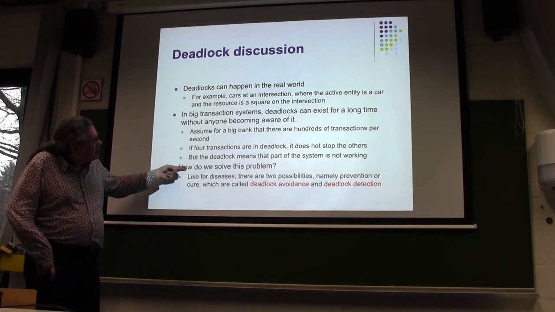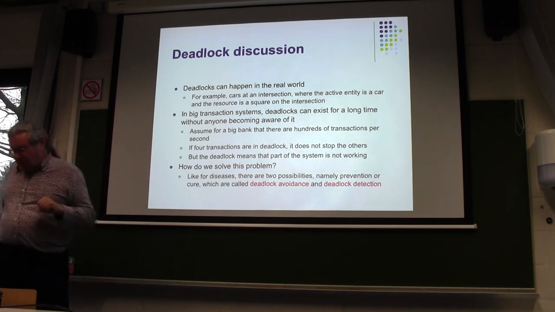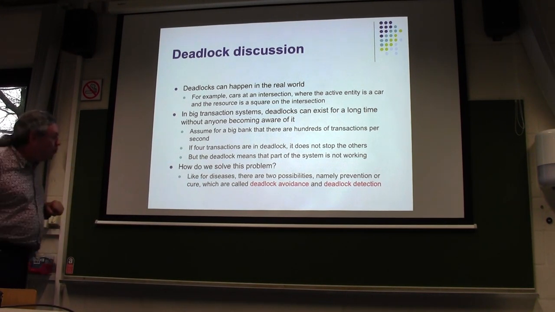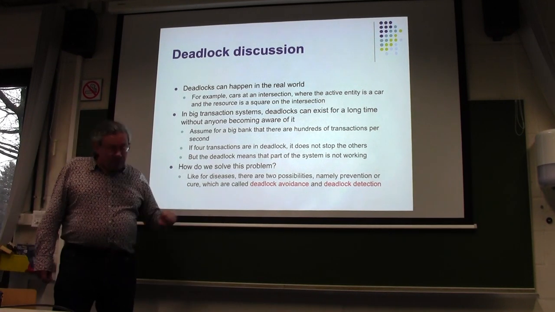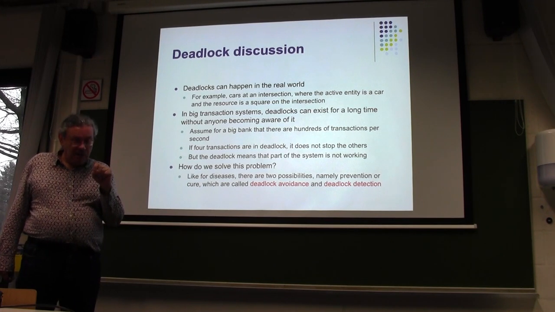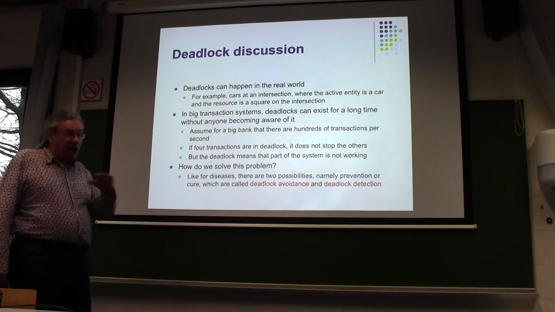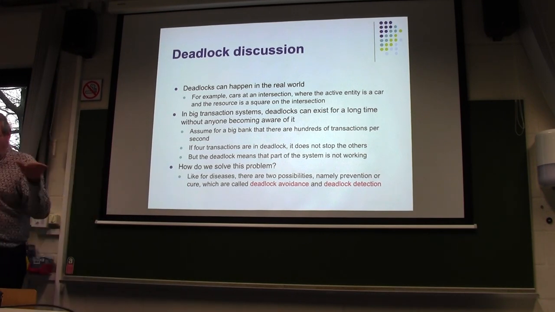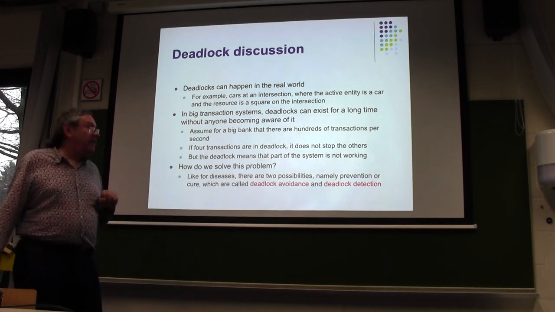So there's two ways to solve this. You can consider deadlock kind of like a disease, okay? And the two solutions are prevention or cure. Prevention means whenever I try to make a lock and this would create a cycle, I avoid it. I say no, I forbid it. So you never actually create the cycle.